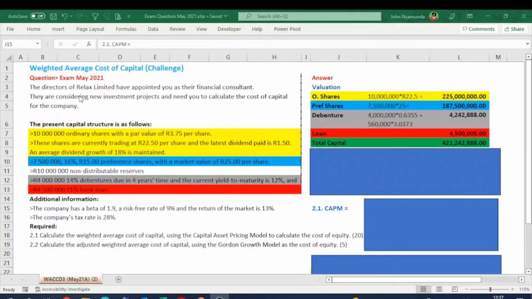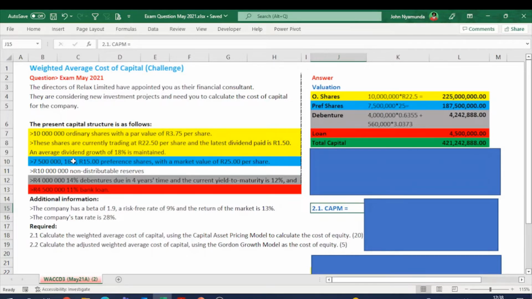So we are going to cover a question from an exam which was written in May 2021. Let's quickly read through it. The directors of Relax Limited have appointed you as their financial consultant. They are considering new investment projects and need you to calculate the cost of capital for the company. The present capital structure is as follows: 10 million ordinary shares with a par value of 375. These shares are currently trading at 22 Rand 50 per share. Latest dividend is 1 Rand 50 and average dividend growth is 18%.